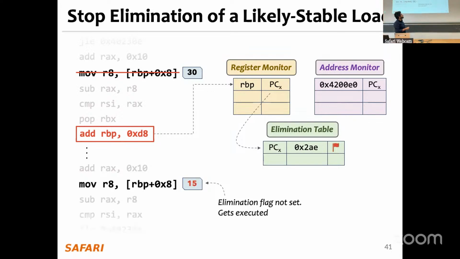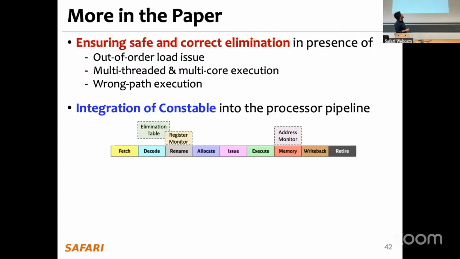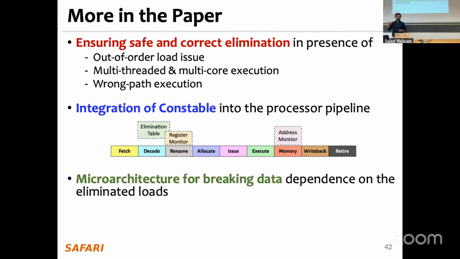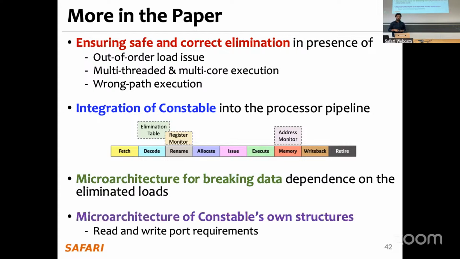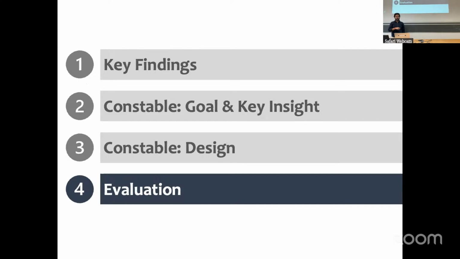So with that said, there are lots more mechanism details in the paper, like how exactly we ensure safe elimination in the out-of-order processor and in multi-threaded, multi-core executions. I'm not going to go into much detail. I guess I'm already running out of time, so I'll go through some brief methodology.